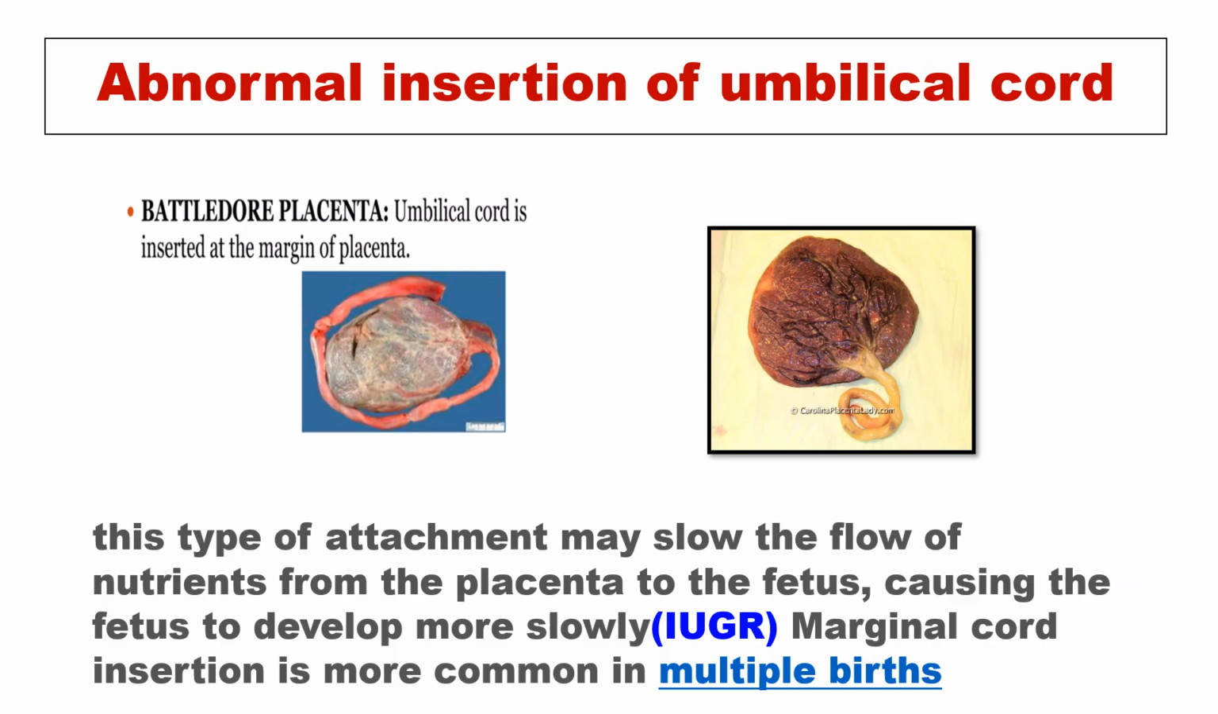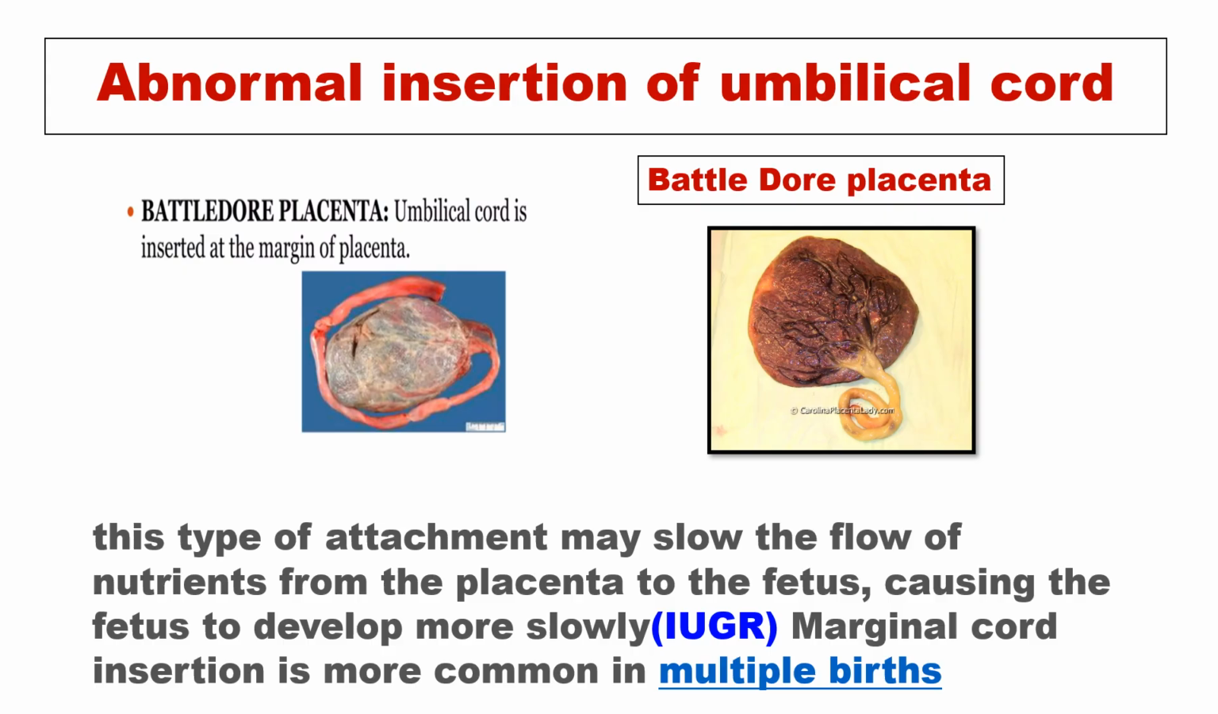The abnormal insertions are Battledore placenta, where the umbilical cord is inserted almost to the periphery or the margin of the placenta. This type of attachment may slow the flow of nutrients from the placenta to the fetus, causing the fetus to develop slowly. Intrauterine growth retardation is common with the Battledore placenta. A marginal cord insertion is also common in multiple births.